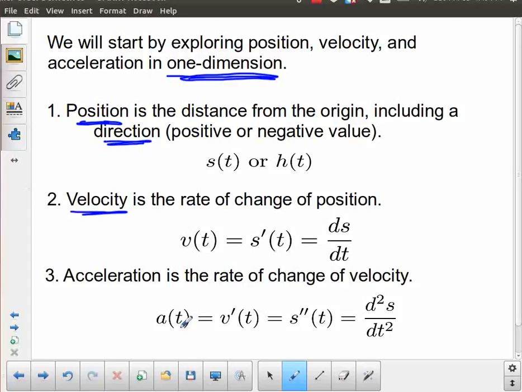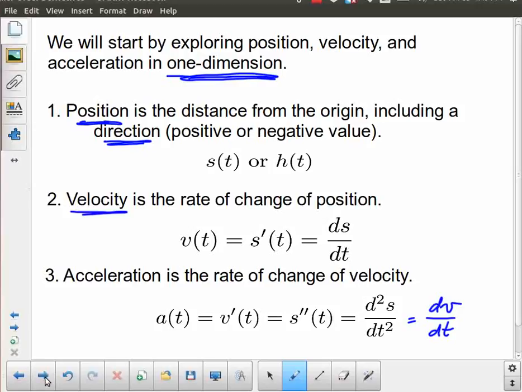So acceleration is equal to v prime of t, which is also s double prime of t. So it's the first derivative of velocity, which is the second derivative of position. We could also use Leibniz notation, d2s by dt squared, and I actually could have included dv by dt for Leibniz notation as well, the rate of change of velocity with respect to time.